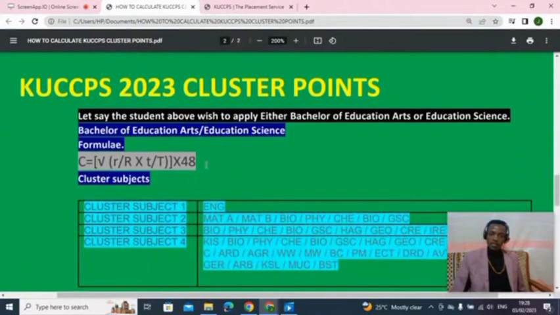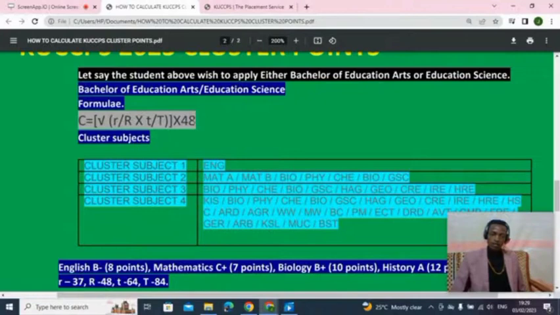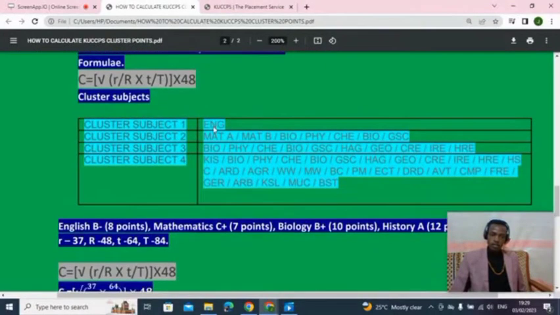Let's say the student above wishes to apply for either Bachelor of Education Arts or Bachelor of Education Science. Even for other courses, the formula will apply and remain constant. It will be the same. Therefore, the formula, as we stated earlier, is C is equal to square root of small r over capital R times small t over capital T, multiplied by 48.